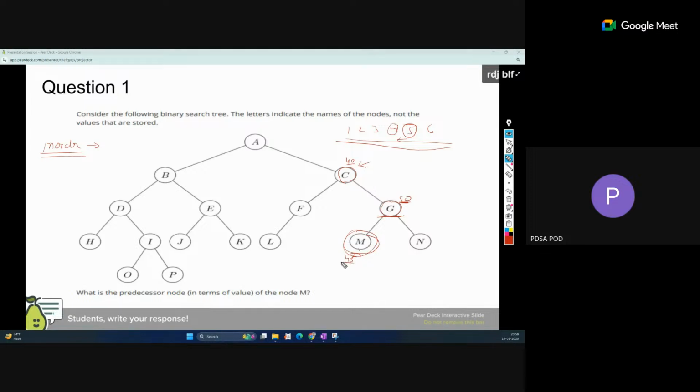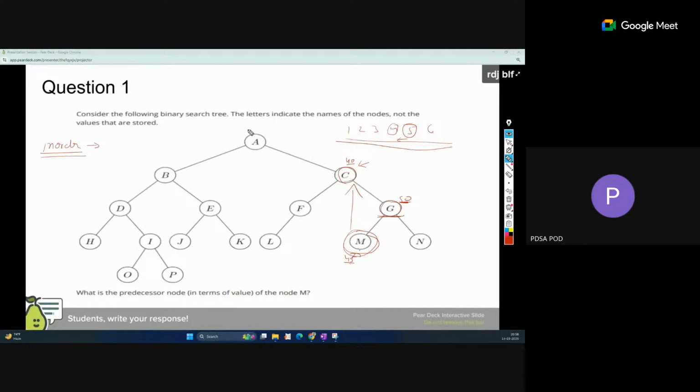So what are the predecessor values? Definitely this one. Okay, but for the safer side, just apply the in order traversal. That will be the easiest one. So I hope you know how we find out the in order sequence.